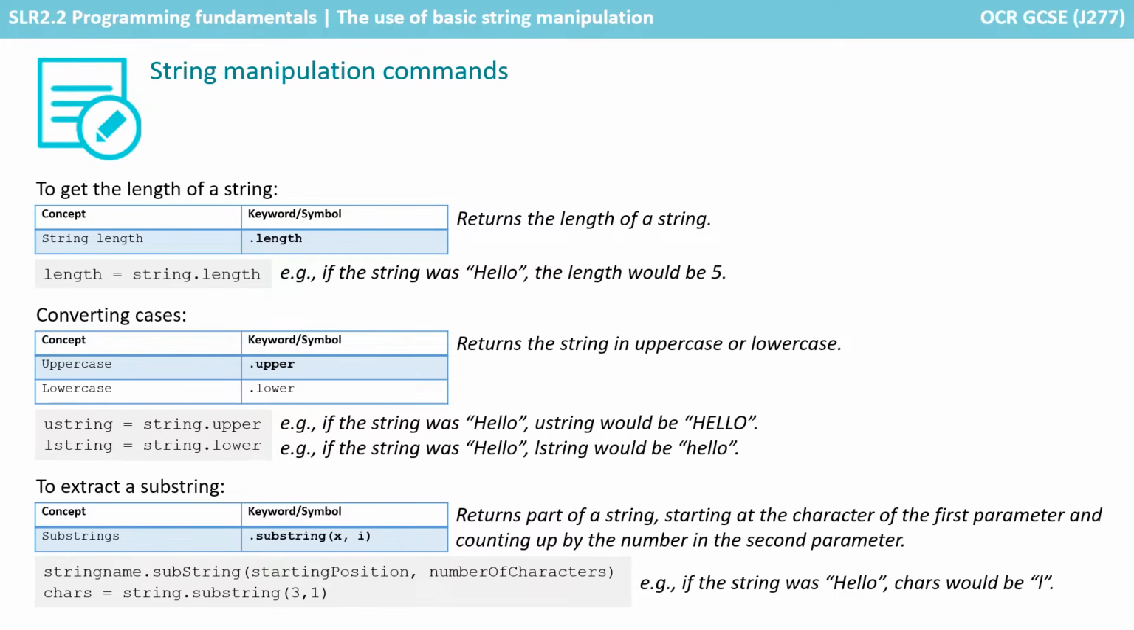We need the ability to convert strings to upper and lower case, and we do this with .upper and .lower. So we have variable equals string.upper and variable equals string.lower. And in both cases, if the string supplied was the word hello, it would be returned entirely in upper or lower case as appropriate. The next one is .substring. This returns part of a string starting at the character of the first parameter and up to the number of characters in the second parameter. So we have string.substring starting position, comma, number of characters. So string.substring 3, 1, if the string supplied was hello, it would extract the letter L.